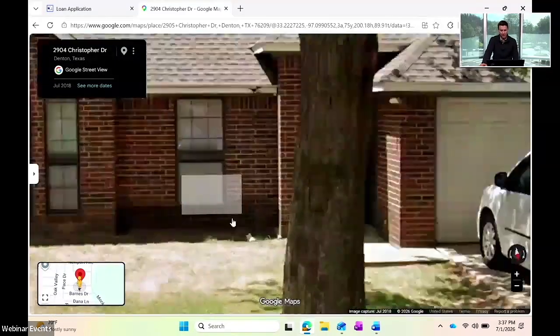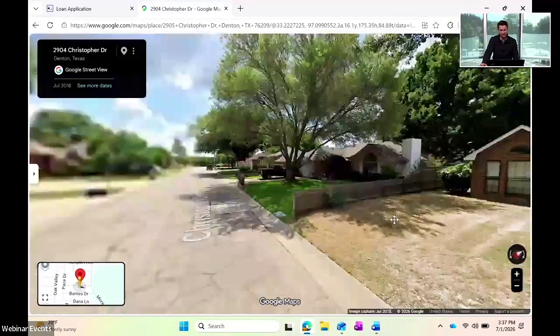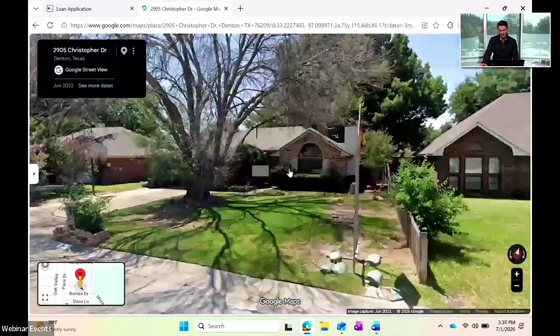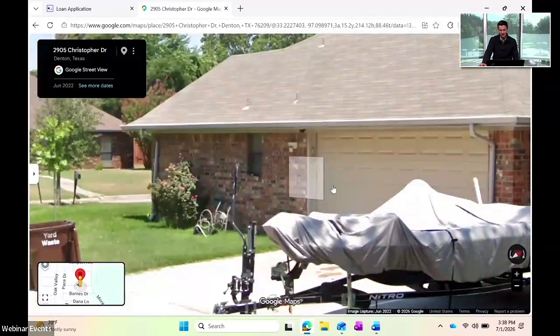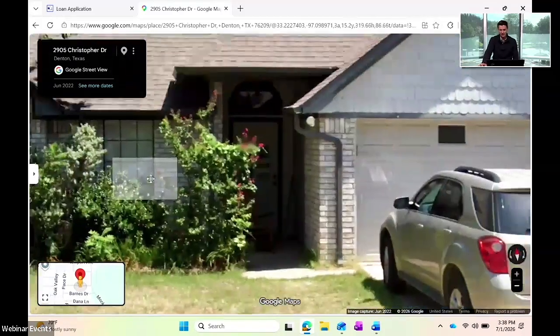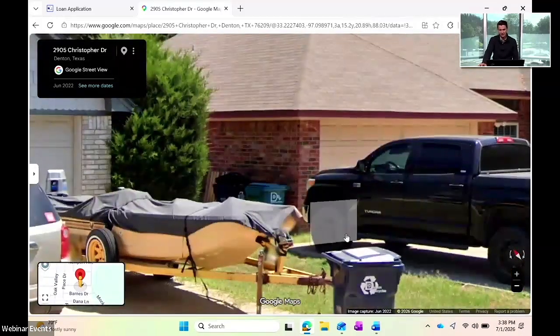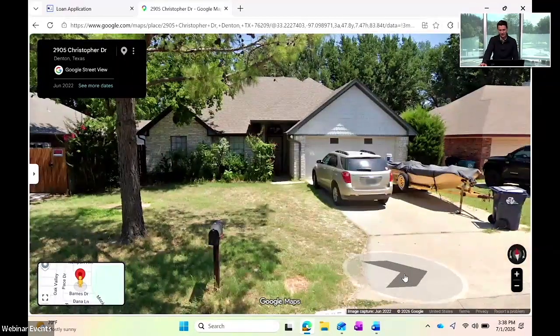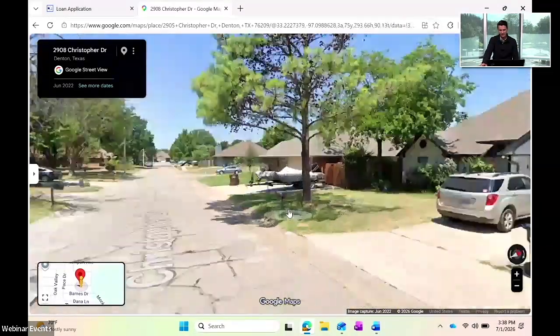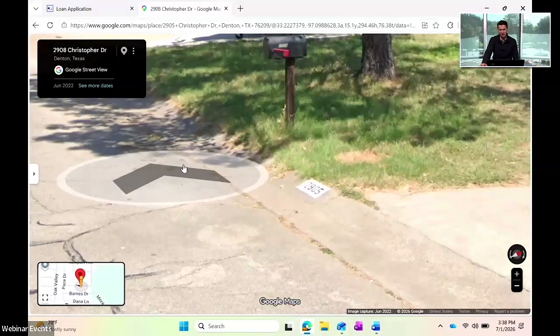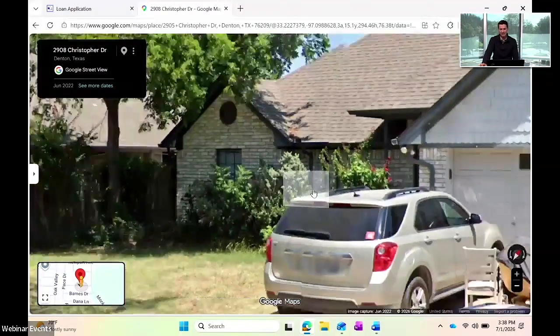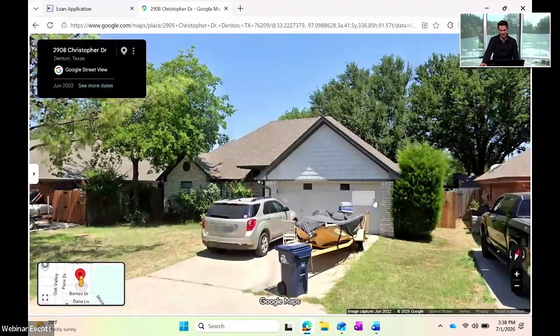Let's make sure we have the right house here. I was looking for 2905. It's 2908. I'm on the wrong side of the street. That's the even side of the street. Over here we have the odd side of the street. Maybe I'll get a mailbox here if I'm lucky and I can actually confirm my address. There it is right there on the ground. We can all see that. 2905. Okay, so 2905 Christopher Drive, Denton, Texas.